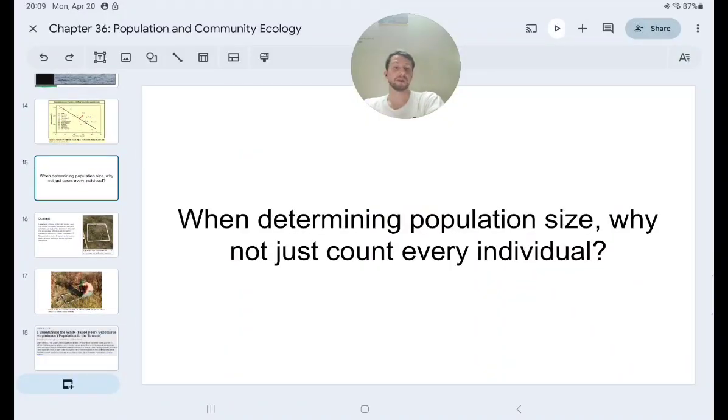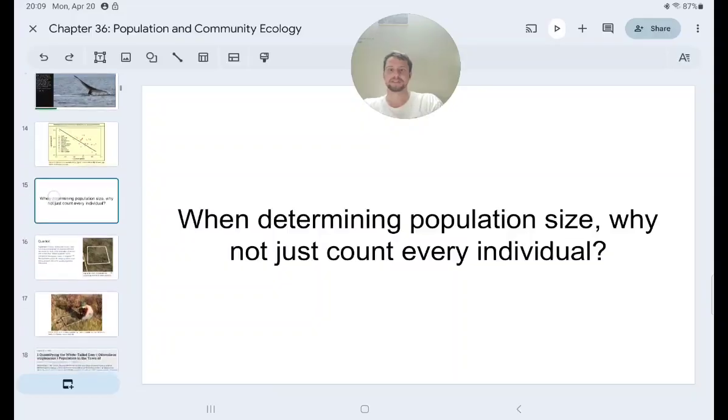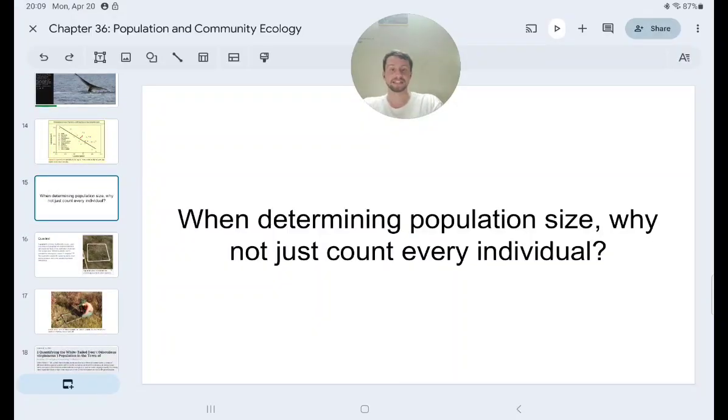When determining population size, why not just count every individual? If we want to know how many blue whales are in the world, why don't we go out and count every single blue whale? Well, that's not very practical, is it? Hopefully you can realize it's not very practical. Or if you want to know how many cockroaches are in Dakar, shouldn't you just try to find every single cockroach, going into every person's apartment? No, right? That's not going to work. Or how many little brown birds are in Dakar? I don't know the name of those birds. I should know, right? But you can't count every single one.